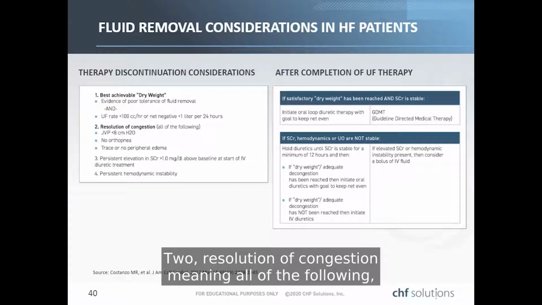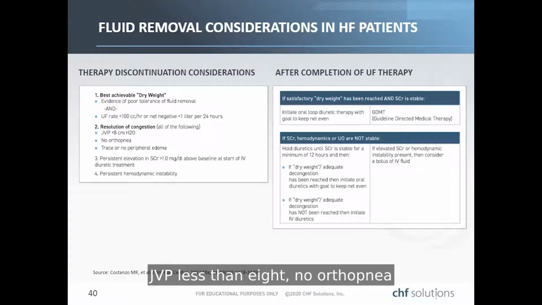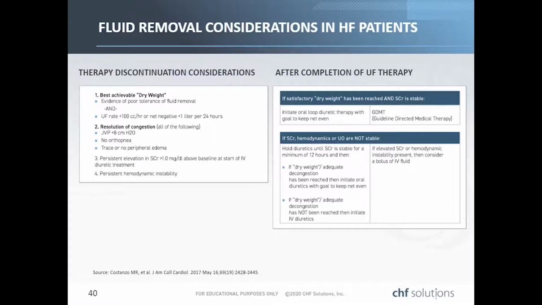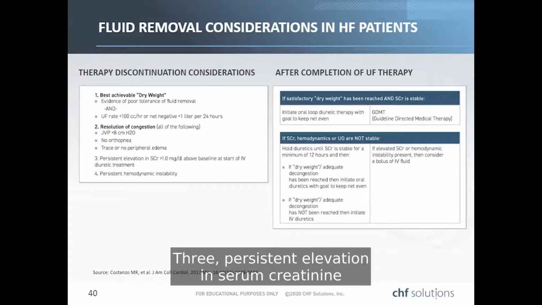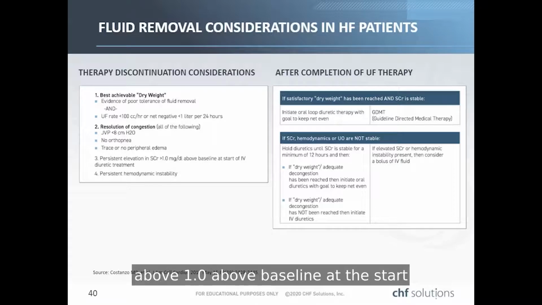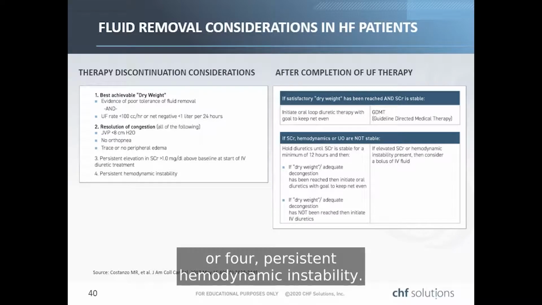2. Resolution of congestion, meaning all of the following: JVP less than 8, no orthopnea, and trace or no peripheral edema. 3. Persistent elevation in serum creatinine above 1.0 above baseline at the start of IV diuretic treatment. Or 4. Persistent hemodynamic instability.